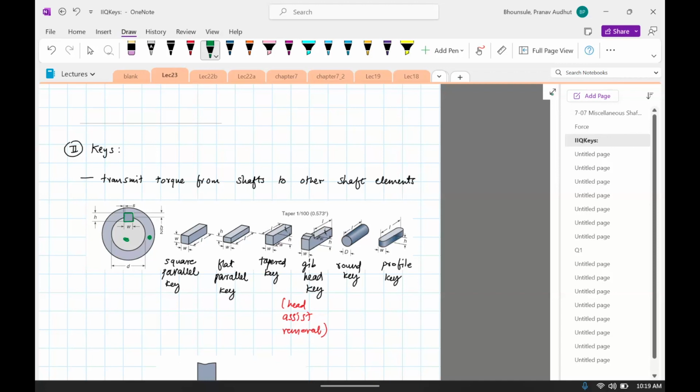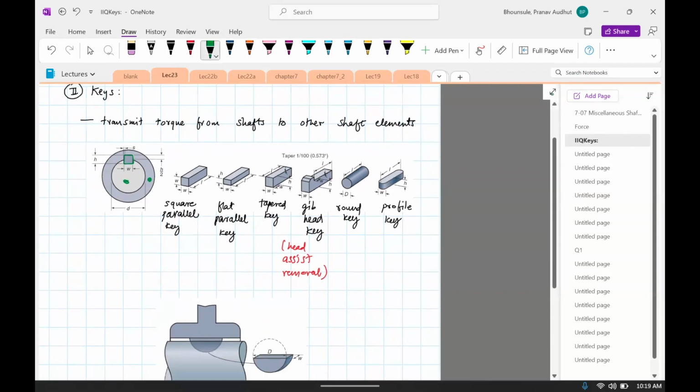There are lots of different types of keys. Here's a square key, square because the cross section is a square. This is a flat parallel key, parallel because all the lengths are parallel to each other. There's a tapered key. What you see here is that there's a taper, it goes from here, it goes down. There's a gib head key. This one has a protruding part which helps you remove the key if you ever need to. Some shafts you can use a round key, and then there's a profile key.